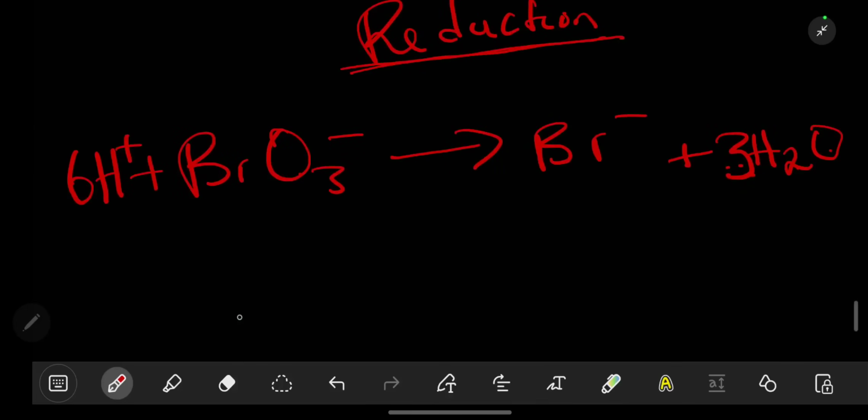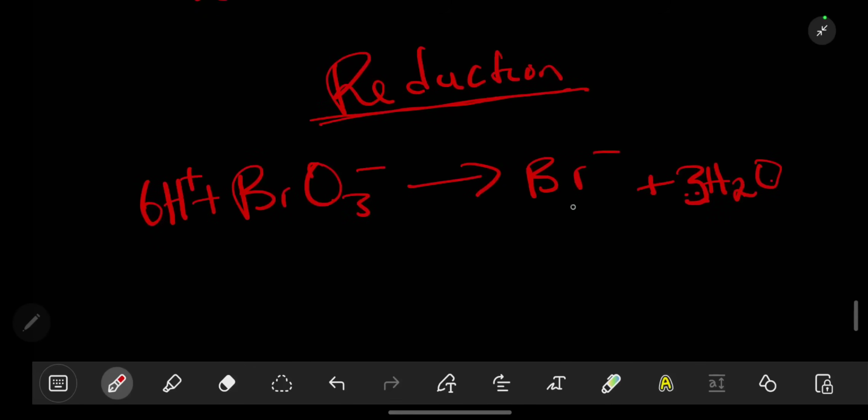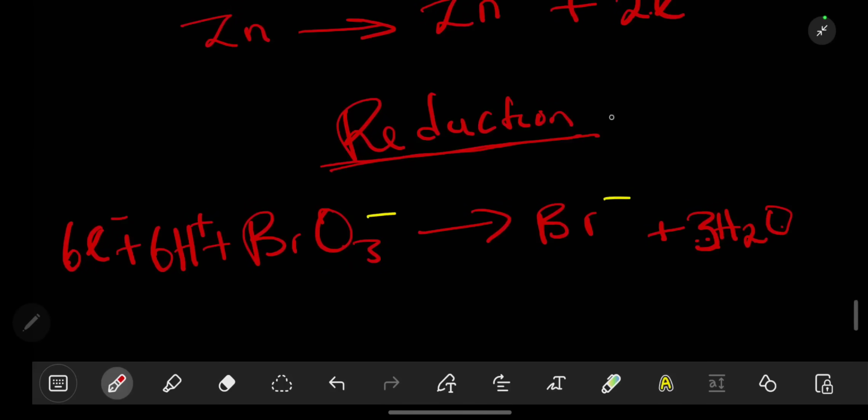So let me reduce the equation a bit. Now if we look at the charge, we have a negative here, we have a negative here, and here we have a positive 6. We are required to have the same charge, but as you can see, this is negative 1 and this one is negative 1. So to eliminate this excess charge, just add 6 electrons, so that these will be able to cancel and remain with that. So with that done, we are going to go on to our next step.